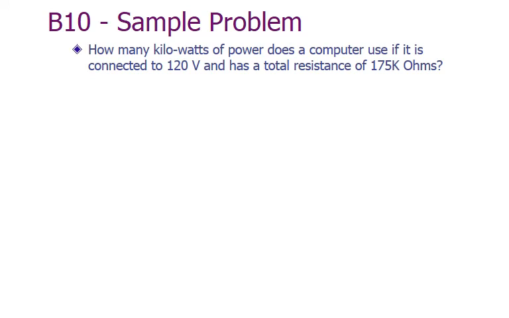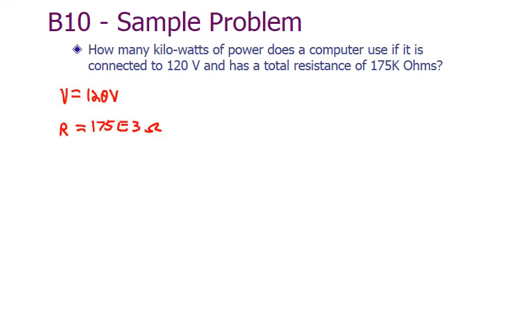Okay, so how many kilowatts of power does a computer use if it's connected to a 120-volt source and has a total resistance of 175 kilo ohms? So I'll let you go ahead and try this one. You can pause the clip and give this a try, and when you're ready to check, you can hit play to continue.